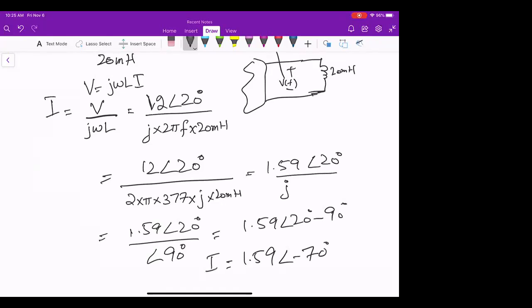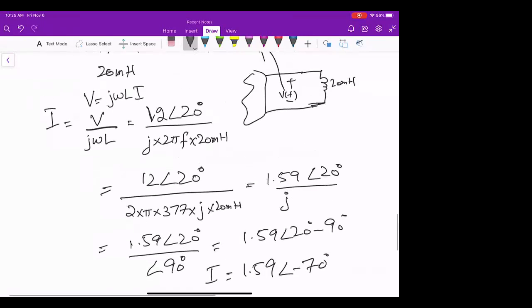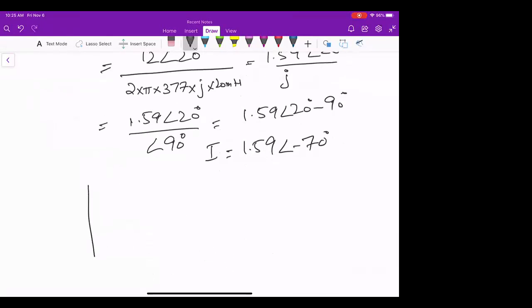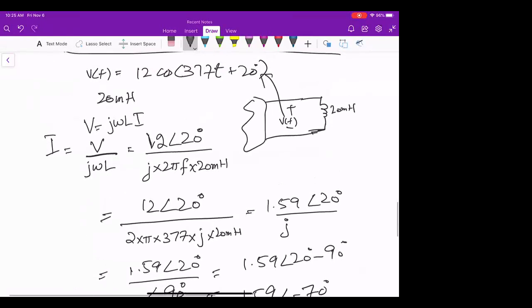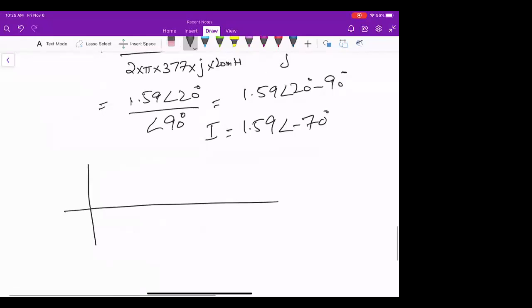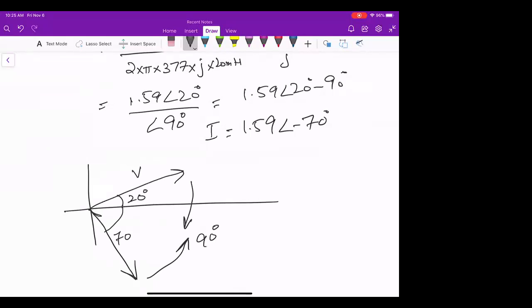So if I draw a phasor diagram, I know that V of t is at angle 20 degrees, right? So that will be somewhere here. That will be my voltage with the 20 degrees. But my current is at minus 70 degrees, so it should be somewhere here. That's minus 70 degrees, and the difference between them should be 90 degrees. Sounds good?